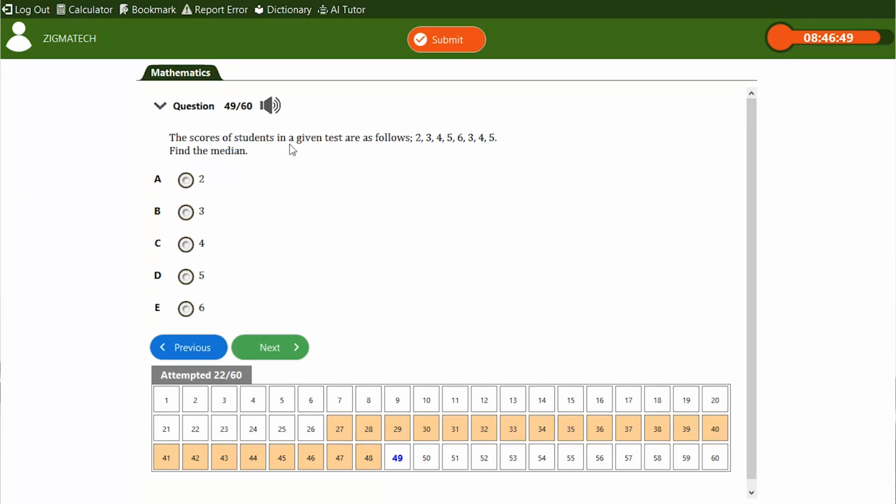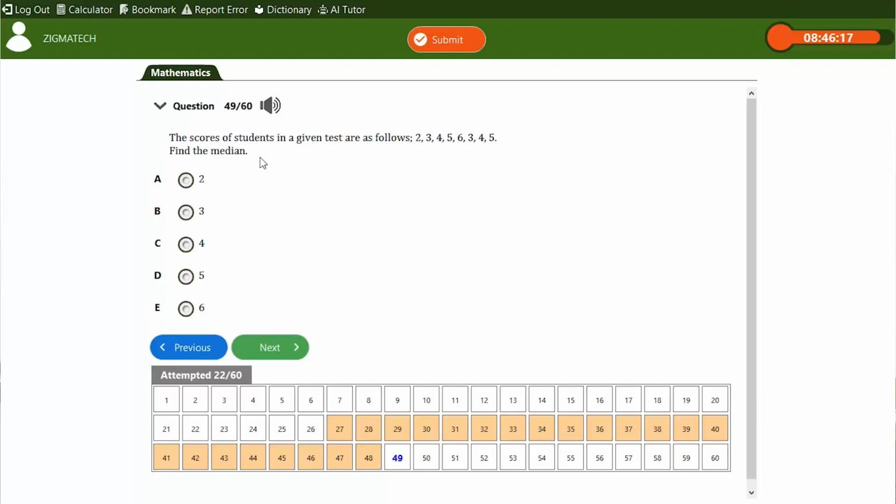The scores of students in a given test are these. They say we should find the median. To find the median, we must arrange the scores in order of magnitude. All right?